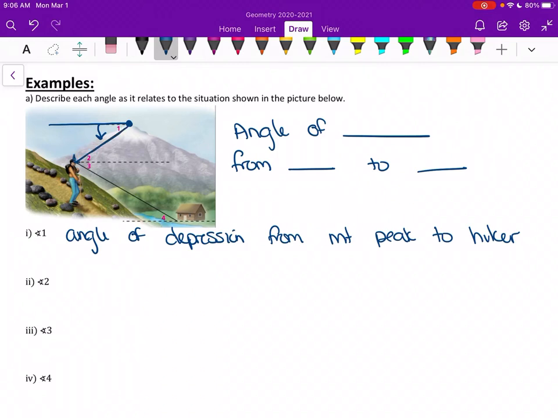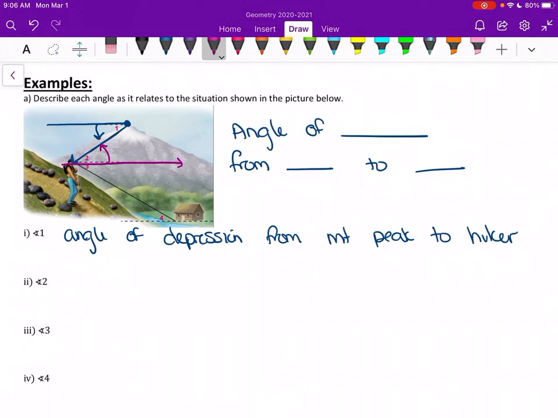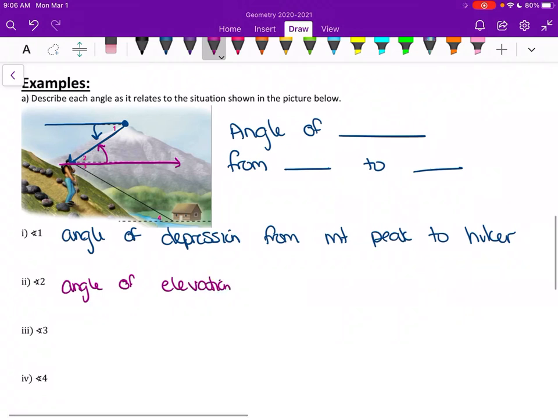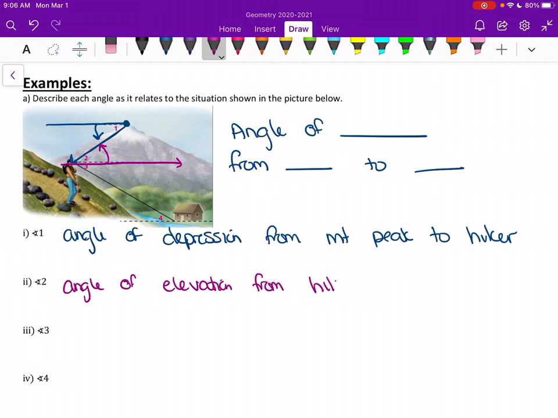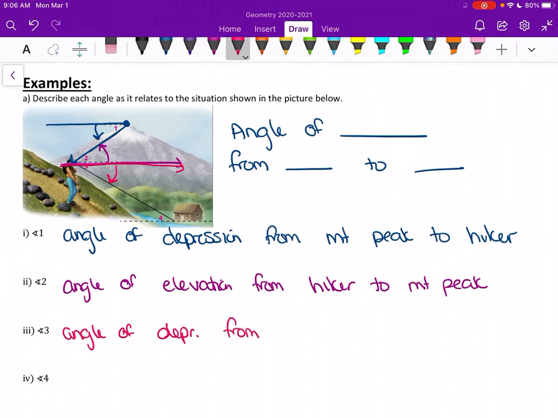Okay, great. Angle 2, here's the hiker's line of sight, so I know it's from the hiker, okay, to, and then it goes up, angle 2 goes up to the mountain, okay? So angle of elevation from hiker to mountain peak. Great. Next one, we have angle 3, which is also from the hiker, but now they're looking down at the cabin. So this is angle of depression from hiker to cabin.